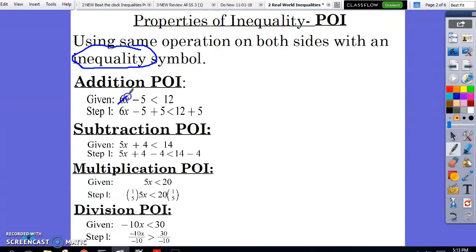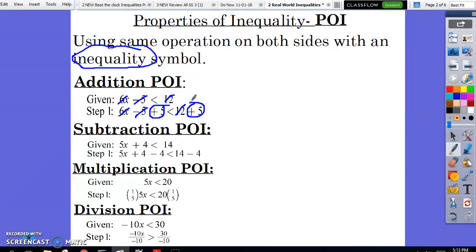So I am going to cross out 6x and 6x. Subtract 5, subtract 5. 12 on the right side and 12. Now I will circle what is remaining. I'm adding 5 equally to both sides of an inequality. So this is an addition property of inequality.